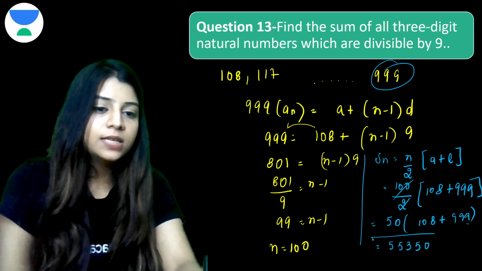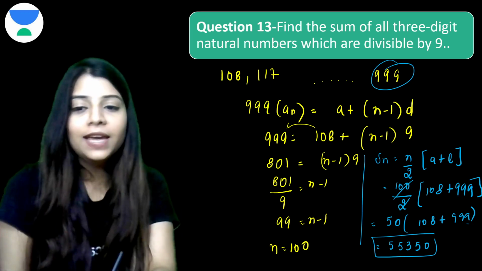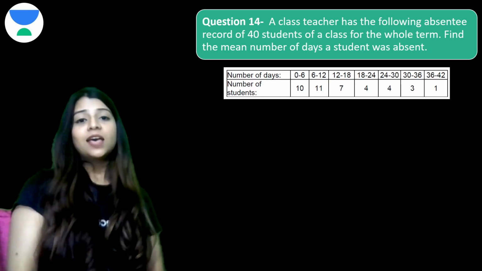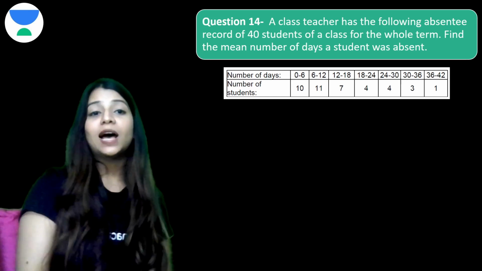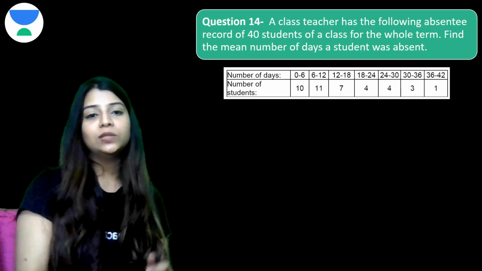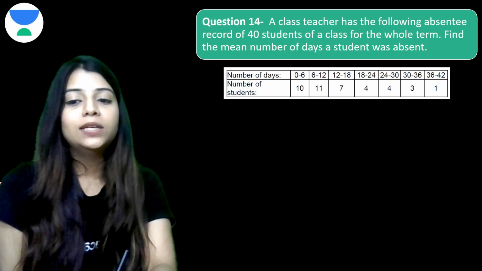All right, so this is the sum of the first three natural numbers which are divisible by 9. So moving forward to the second last question, which is of your statistics, and here it is given that a class teacher has the following absentee record for 40 students of a class for the whole term. Find the mean. We have to calculate the mean.